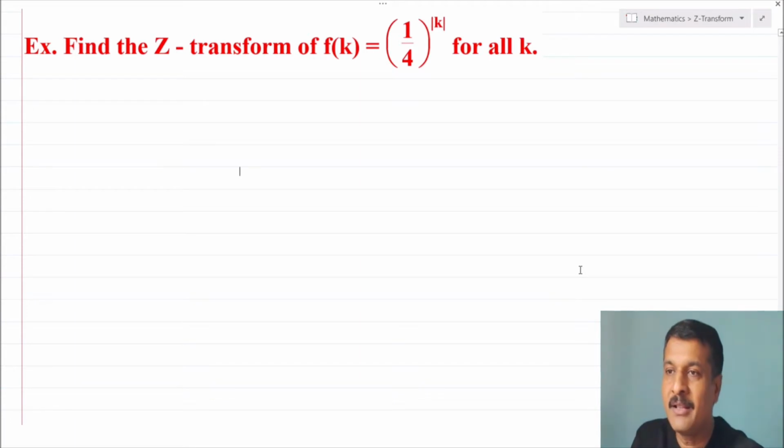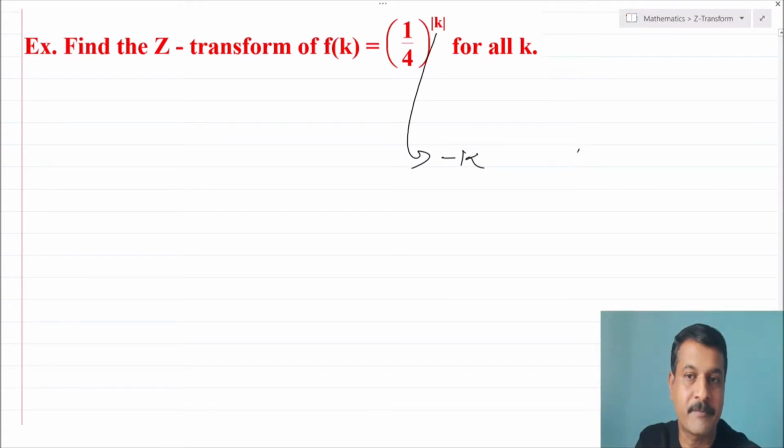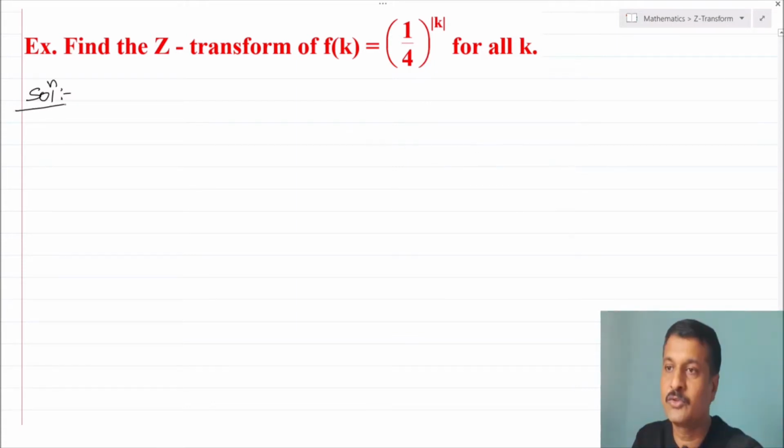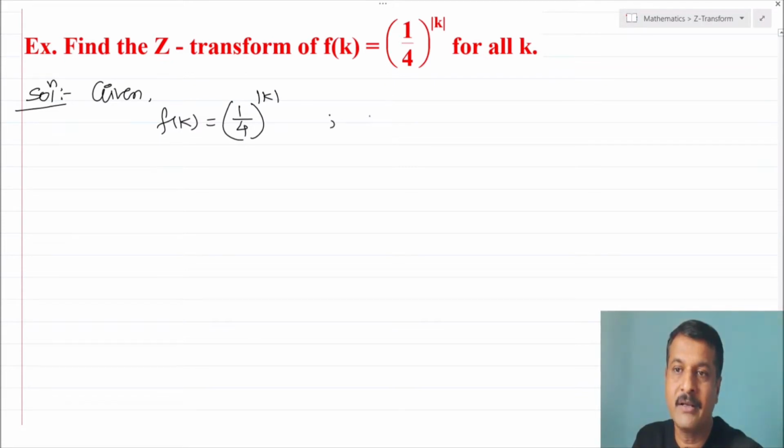So example, find the Z transform of f of k equal to (1/4) raised to mod k for all k. Note that here it is a mod k, which means negative and positive k. So solution: given f of k equal to (1/4) raised to mod k, for all k.